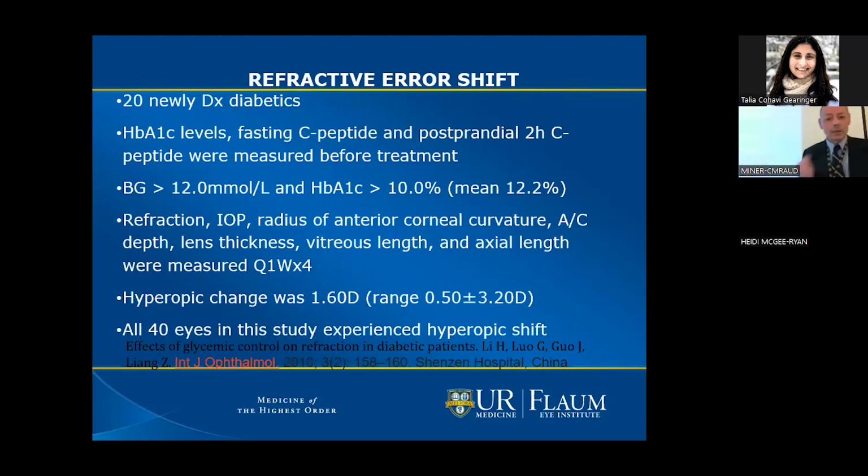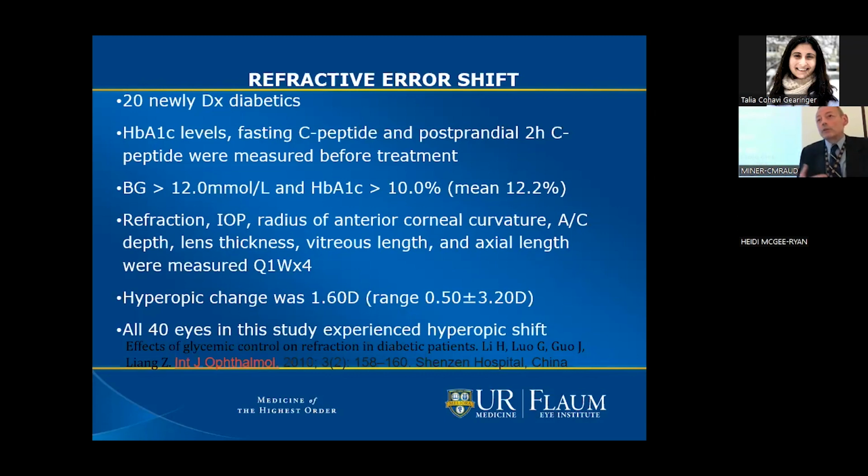So this study basically looked at 20 newly diagnosed diabetics, looked at a variety of issues to make sure they were ruling out the fact that it could be corneal edema or corneal curvature changes. What is it that really changes? This particular study found that the change was all hyperopic in all 40 of these eyes. And the hyperopic change was not insignificant. It was, on average, 1.6 and as much as 3.2.